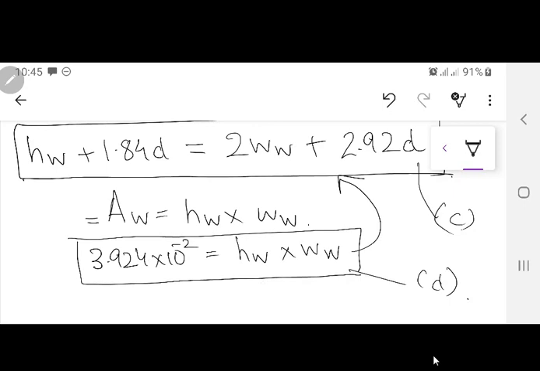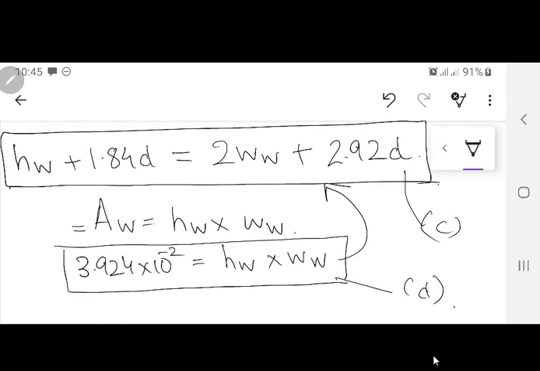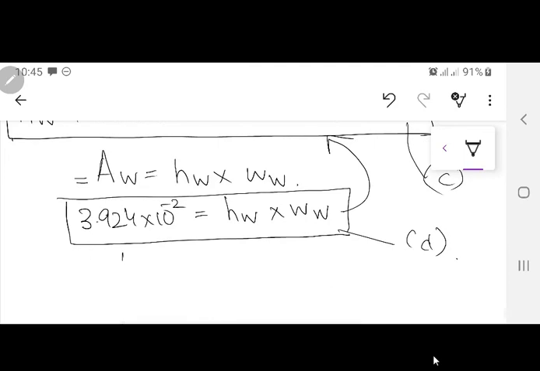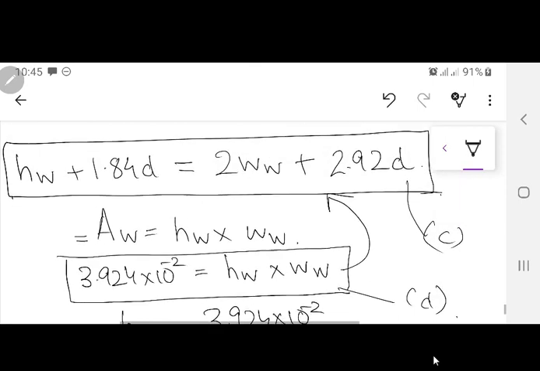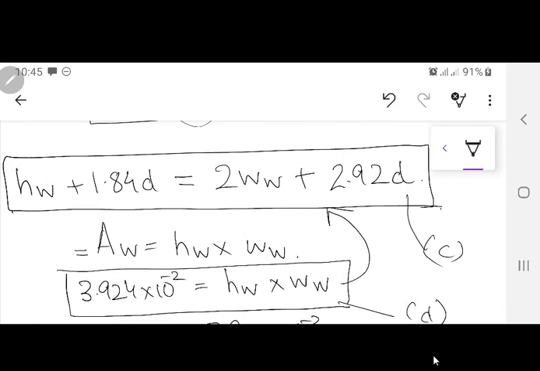Do this, I will take attendance in the meantime. You have these two equations. HW plus 1.84D equal to 2 times WW plus 2.92D. The second equation is that 3.924 into 10 raised to power minus 2 is equal to HW into WW. You can take HW equal to 3.924 into 10 raised to power minus 2 divided by WW. Put this relation in equation number C and you can find out HW or WW. Just do these two equations.